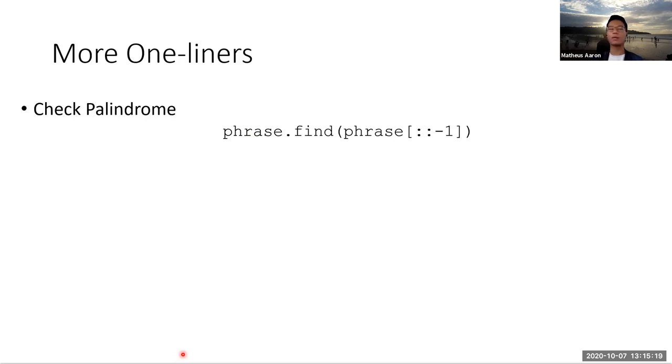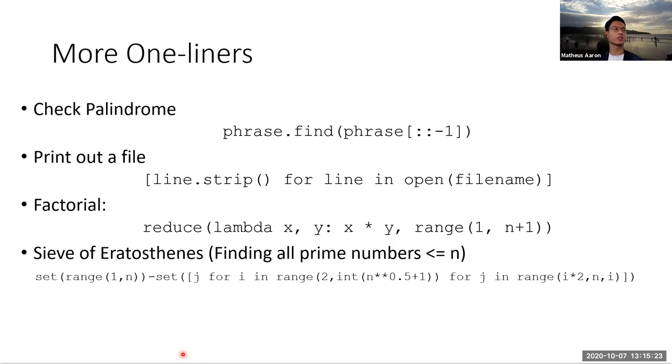So there are many more one-liners that, you know, are just for your reflection. We have, like, you can check palindrome in one line, you can print out a file in one line, you can do factorials in one line. So those are some samples of one-liners. And hence, that's the end of today's tutorial.